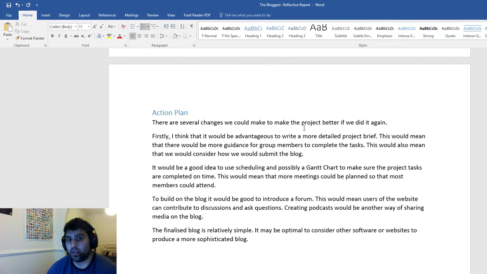So, in an action plan, the final stage of the reflection, I've talked about that. Obviously, writing a more detailed project brief, there'd be more guidance for members to complete the tasks at hand. And also, at the time, we might have flagged up the fact that it'd be difficult to submit the blog. I mean, we only knew it was going to be a problem when we tried to submit it, but in hindsight, we could have maybe thought about a possible solution for that.